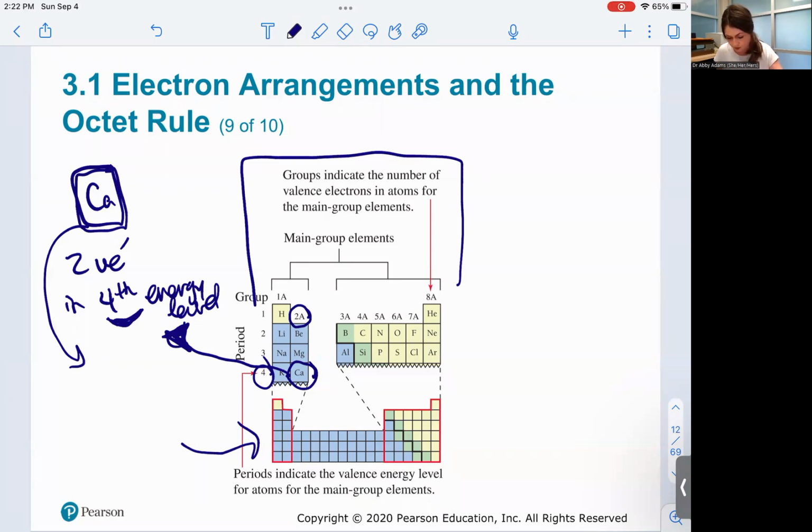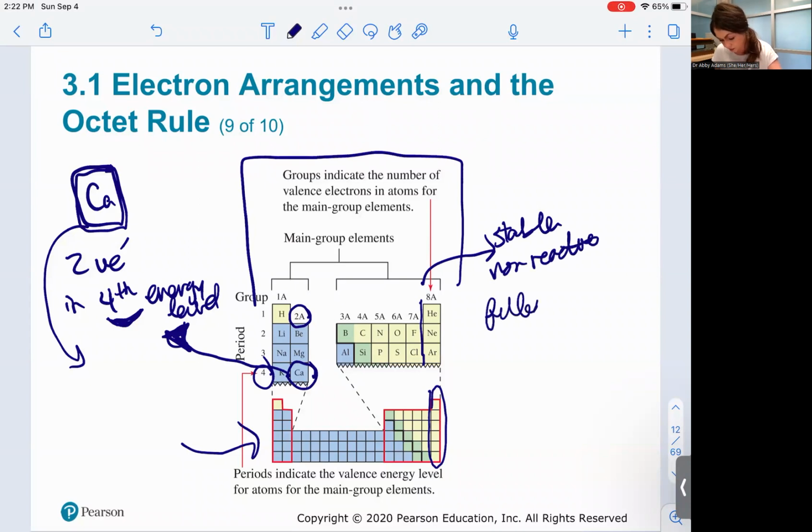This is going to be in contrast with the elements that are on this end of the periodic table. So the elements that are on this end of the periodic table, as I said, they're going to be very stable and non-reactive because they have filled their highest energy level. They filled their highest stair that they have electrons to fill. Okay, so those are very stable.